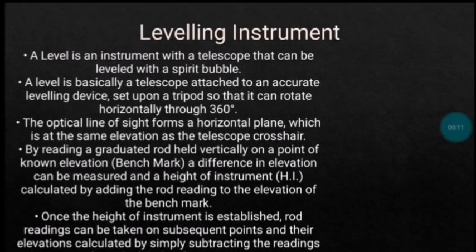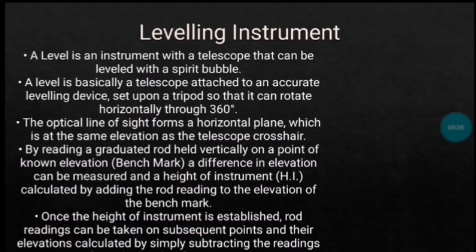So, what is a leveling instrument? A level is an instrument with a telescope that can be leveled with a spirit bubble. A level is basically a telescope attached to an accurate leveling device, set upon a tripod so that it can rotate horizontally through 360 degrees. The optical line of sight forms a horizontal plane which is at the same elevation as the telescope crosshair.